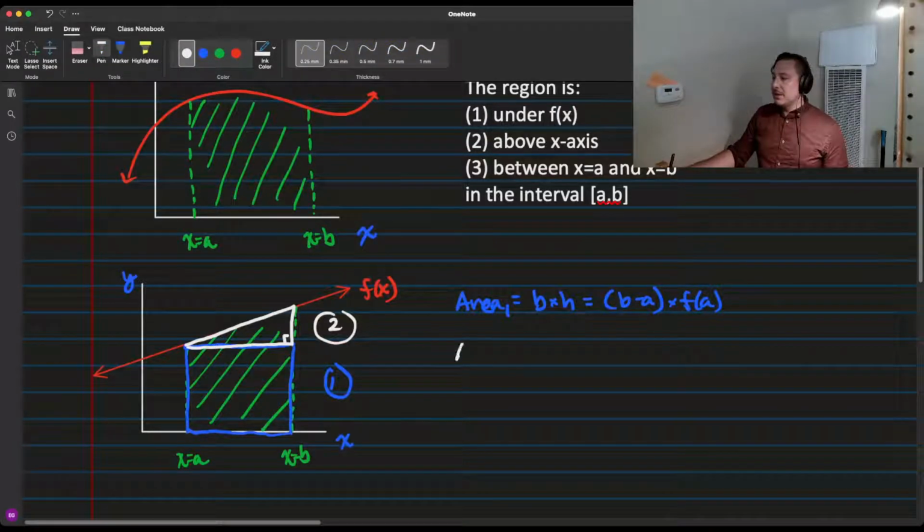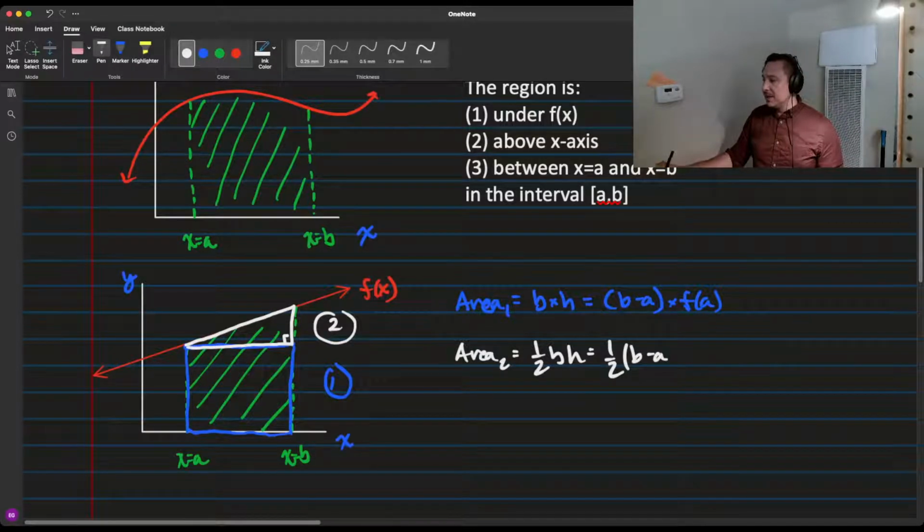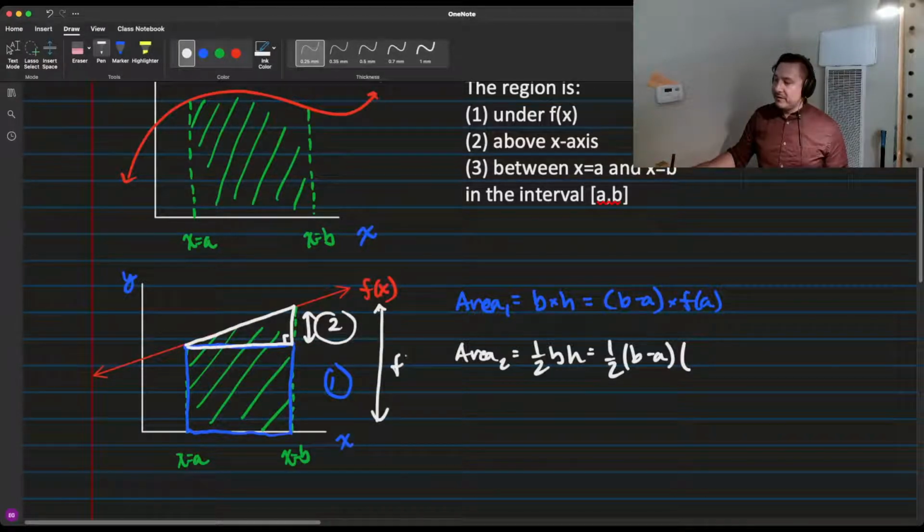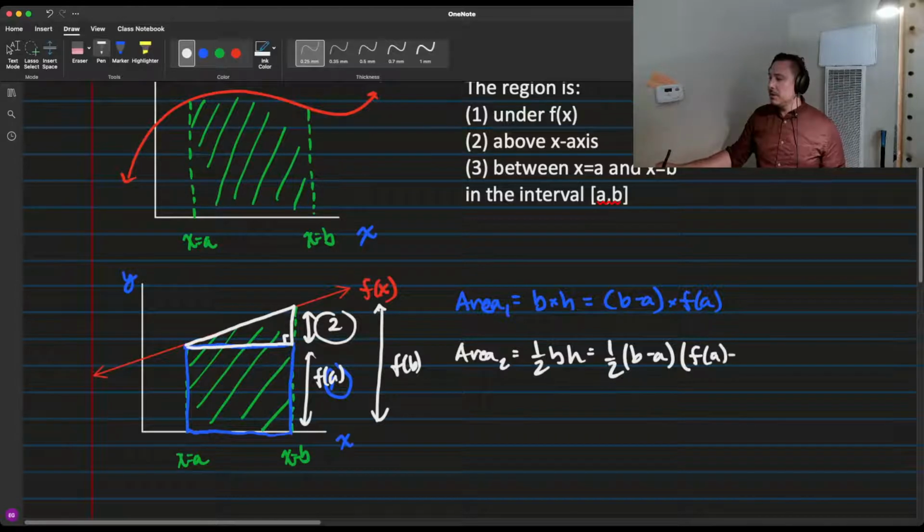So now we can talk about the area of 2. For a triangle, that's 1/2 of base times height. Looking at this, the base is, again, b minus a. Now the height is this part right here. Notice you can take the big height, which is f of b, and subtract the small height, which is f of a, leaving you with the height that you actually want. So if you wanted to find out this area, it's not that hard. You would just plug the numbers into this formula, add them together, and boom, you get this area.